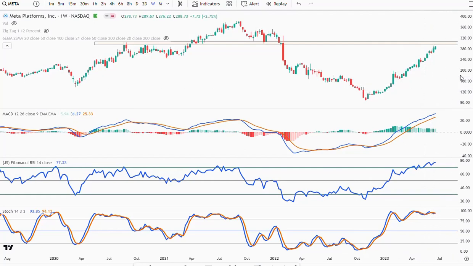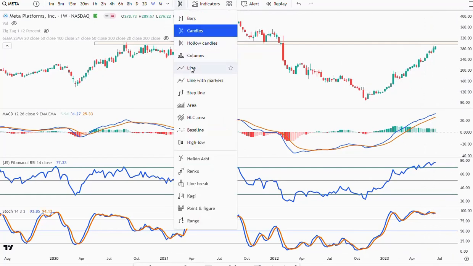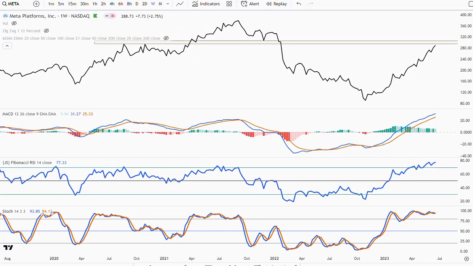So you can see that if I show you the line chart, you can clearly see the levels. There was a rejection right here, rejection right here. So this is around 293.50. That's the bottom of this channel, so that would be an area of resistance.